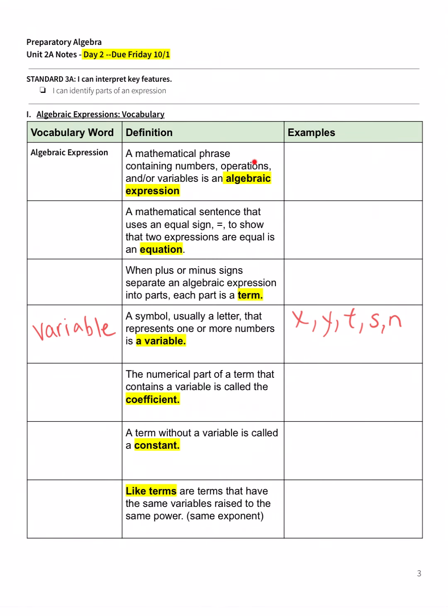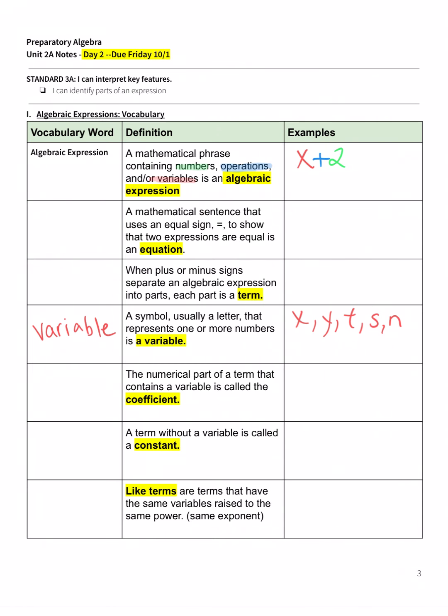Algebraic expression, the definition, it's a mathematical phrase containing numbers, operations, and/or variables. So it's got to have numbers in it. It has to have an operation, which we know is like addition, subtraction, multiplication, division, and it has to have a variable. Remember, an example of a variable might be X. An example of an operation could be addition. And then we know what numbers are.